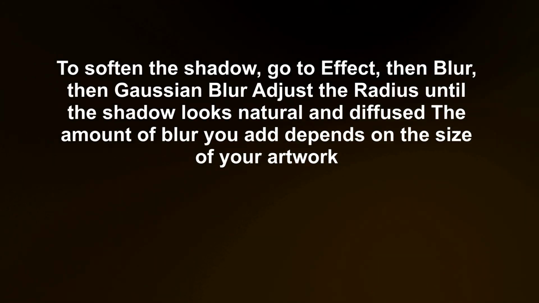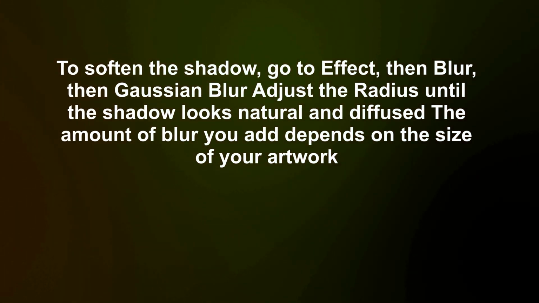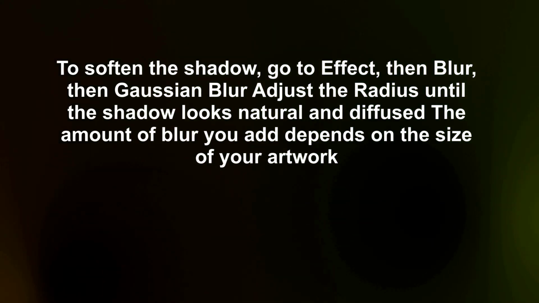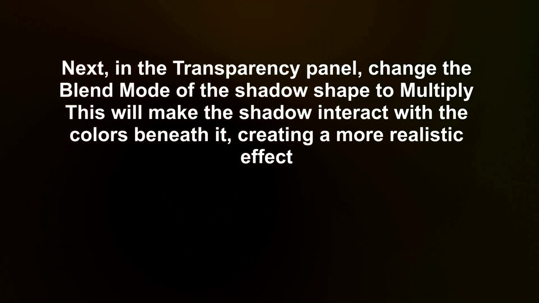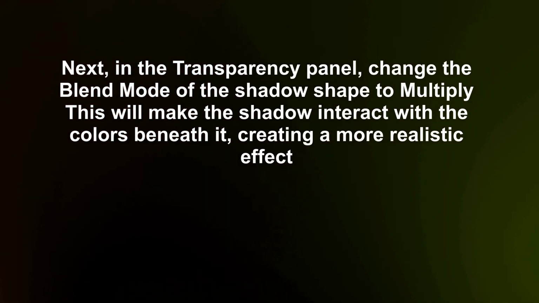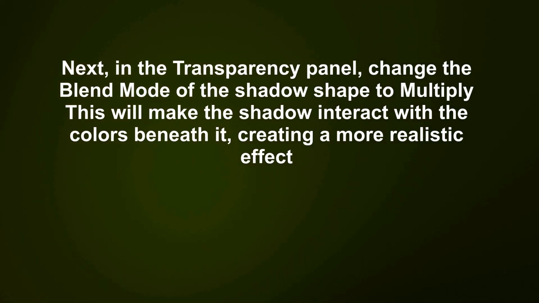To soften the shadow, go to Effect, then Blur, then Gaussian Blur. Adjust the radius until the shadow looks natural and diffuse. The amount of blur you add depends on the size of your artwork. Next, in the Transparency panel, change the blend mode of the shadow shape to Multiply. This will make the shadow interact with the colors beneath it, creating a more realistic effect.